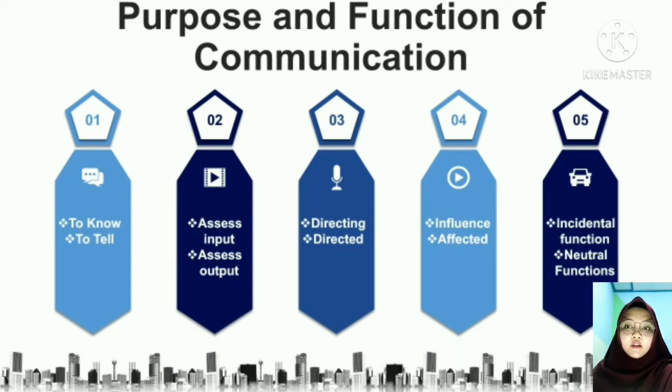There are five. The first objective and function is to provide information to others, for example, related to announcements, invitations, and etc. And then the second one is to assess a pattern of thinking, such as feedback, revenue responses, budget evaluation, plan appraisal, and so on. And then the third one is to direct and be directed. And the fourth, to influence and be influenced. For example, motivation, persuasion, stimulation, and so on.